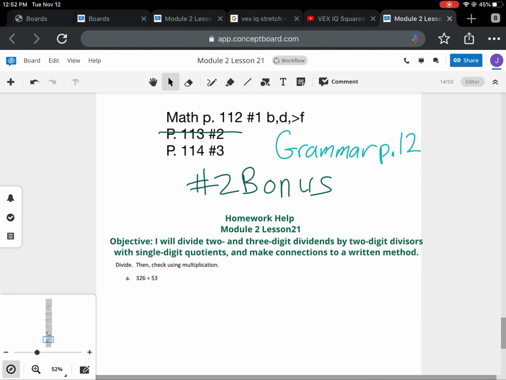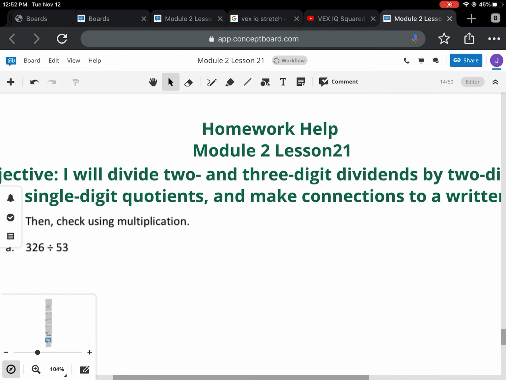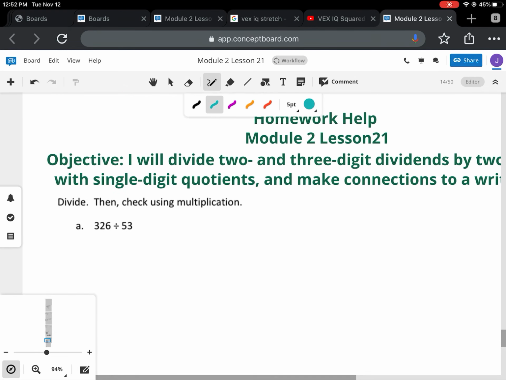Alright, this is homework help, Module 2, Lesson 21. This is dividing 2 and 3-digit dividends by 2-digit divisors with single-digit quotients and make connections to the Rethern method. So what I advise the kids to always do is to do estimation.